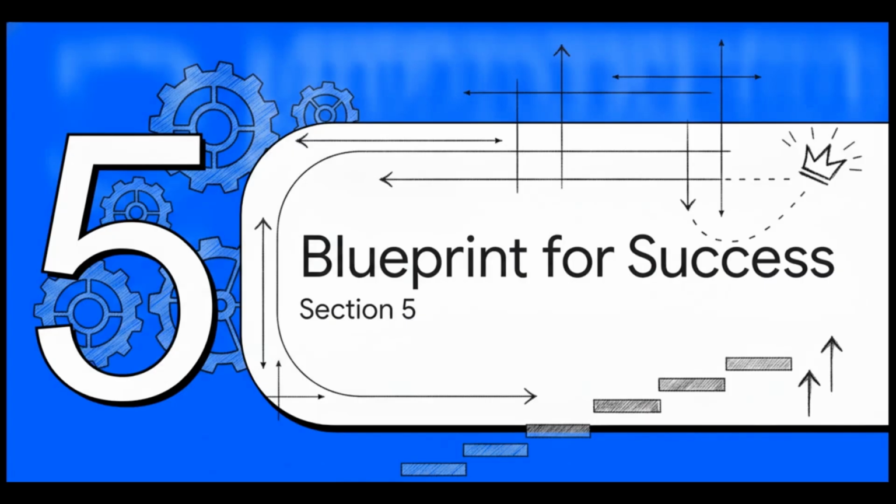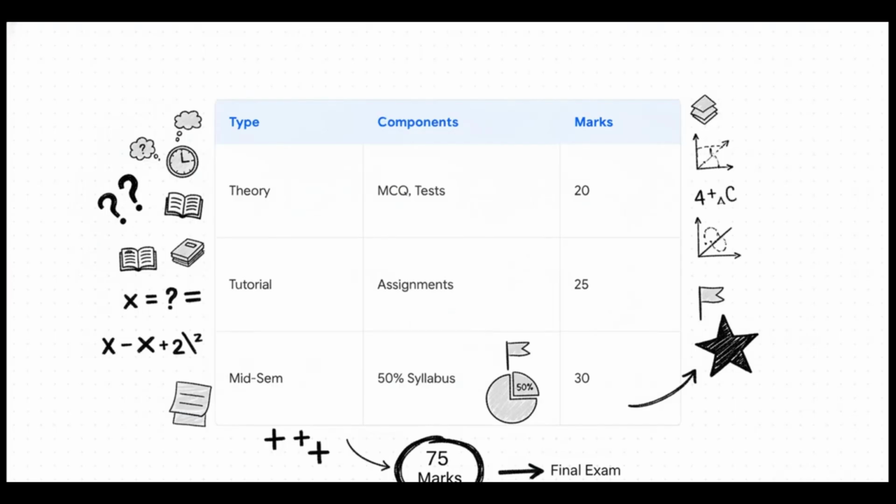Finally, Section 5, Your Blueprint for Success. So, the continuous assessment breakdown is highly structured. You've got the theory component with MCQs, class tests, and open book exams for 20 marks. Then the tutorial component brings numerical assignments for 25 marks, plus a 30-mark mid-semester exam. It definitely demands active participation, but the payoff is huge. It rewards you with a potential 75 marks before the final exam even begins.